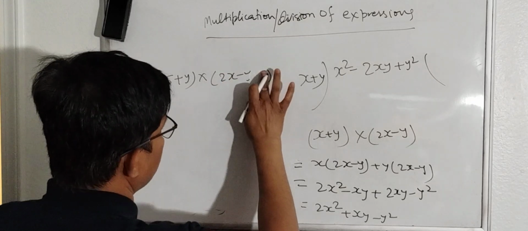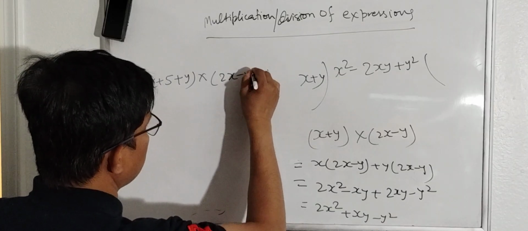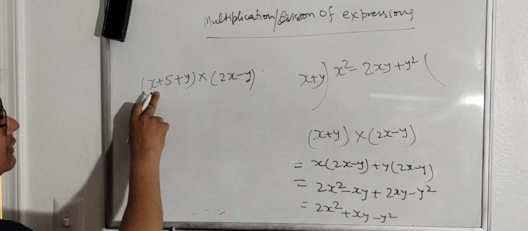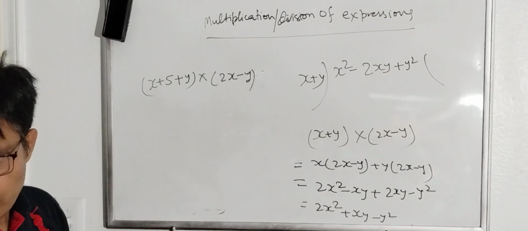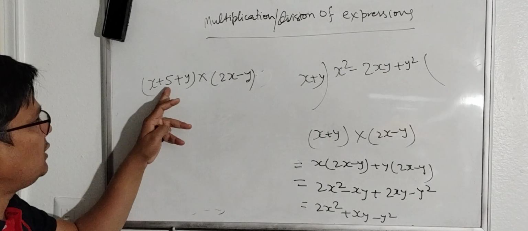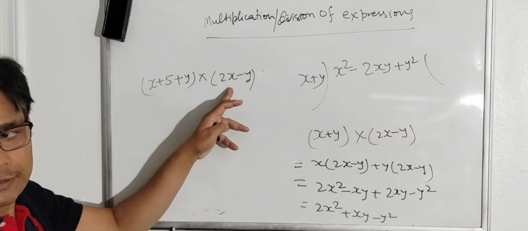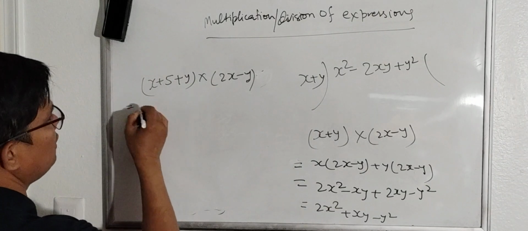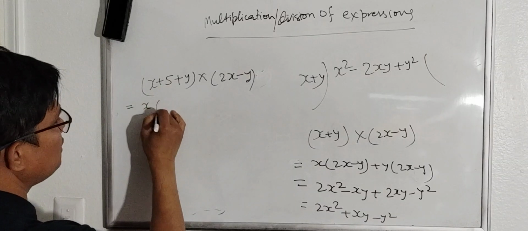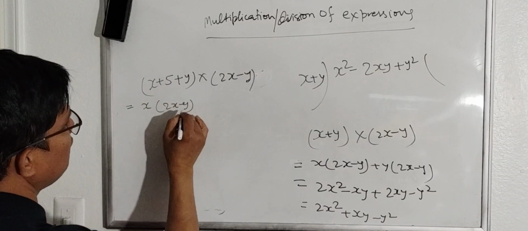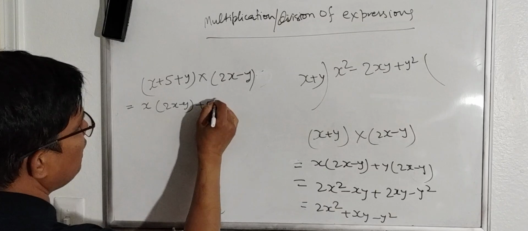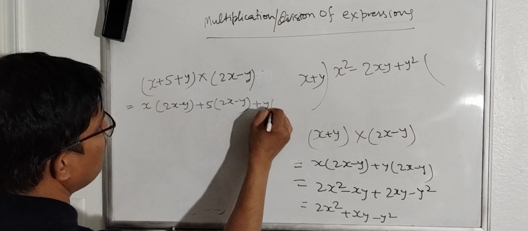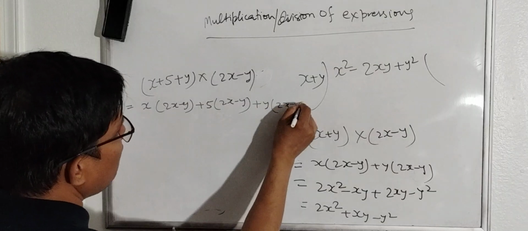Okay, don't make it big, because once you understand the concept, you can have any number of terms. 2x minus y. This one has 3 terms, this one has 2 terms. No problem. I will multiply each of these terms to the second expression. Okay, let's do this. So first x times 2x minus y, then plus 5 times 2x minus y, then plus y times 2x minus y. Did you understand why?